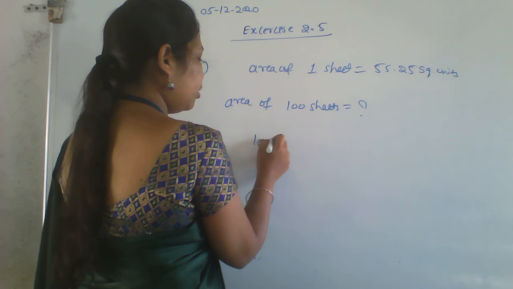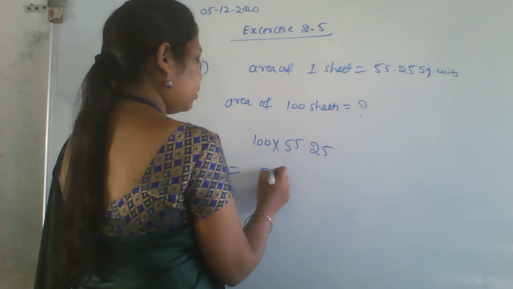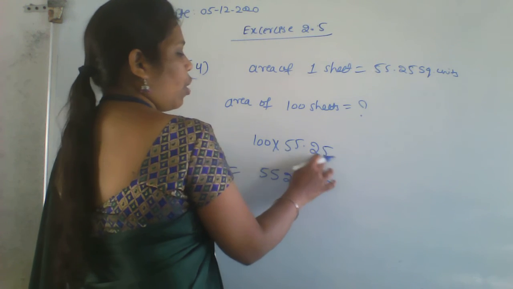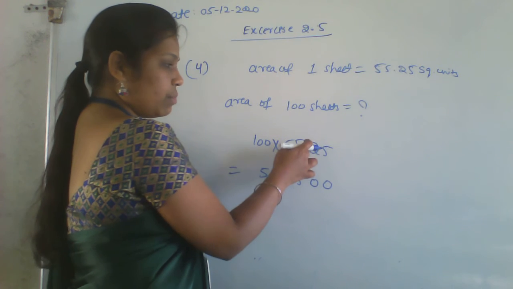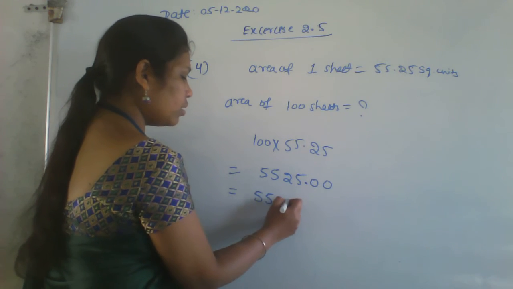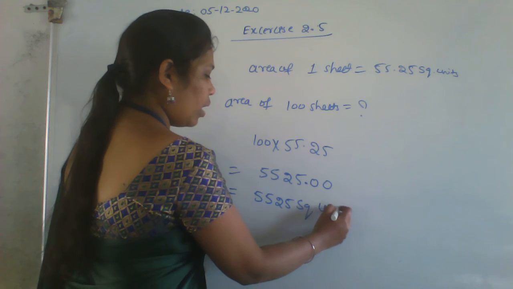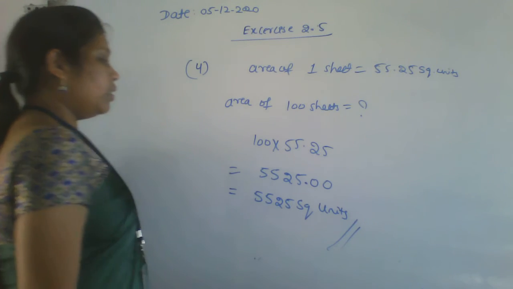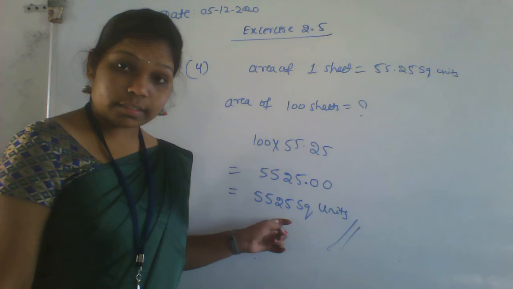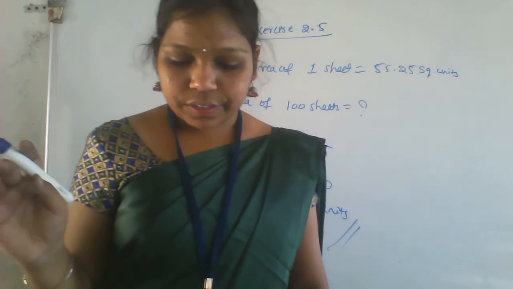That is 100 into 55.25. That is nothing but 55.25. How many zeros are there? 2. So after two numbers, there is a decimal point. So write here decimal point. What is the answer? 5525 square units. This is the answer. This is the area of the 100 sheets. Area of 100 sheets. Fourth problem. Word problem. Okay. Next, go for the fifth one.